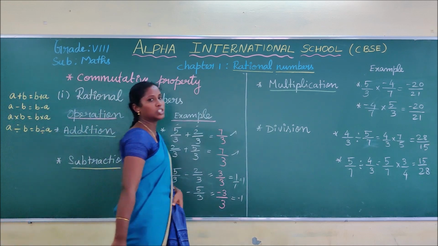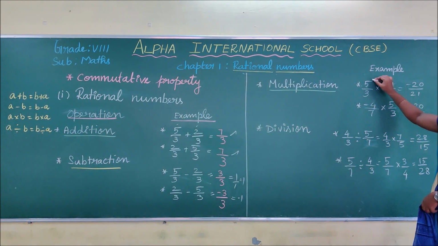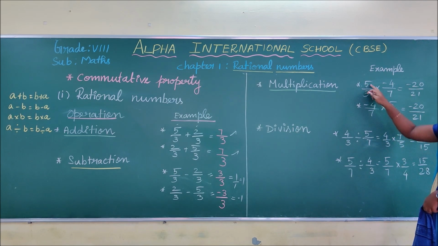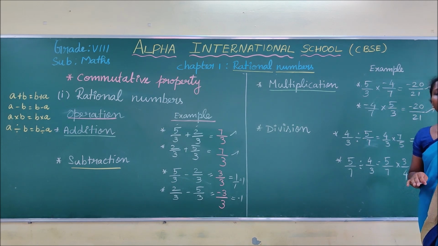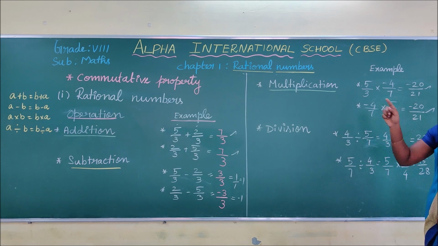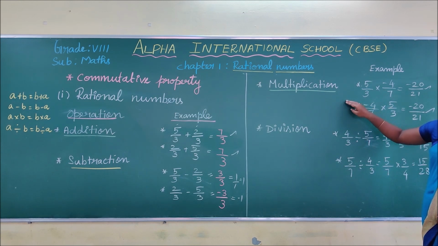Now let us check for multiplication. Multiplying two rational numbers. So 5 by 3 into minus 4 by 7. So 5 into minus 4, minus 20. 7 threes are 21. It is a rational number. Now listen. This is in the form of A into B. Now I am changing it to the form of B into A. Minus 4 by 7 into 5 by 3. Multiply that. Minus 4 into 5, again it is minus 20. 7 threes are 21. So, in both the cases, whether the results are equal? Yes, the results are equal. So, the commutative property is satisfied under multiplication here.